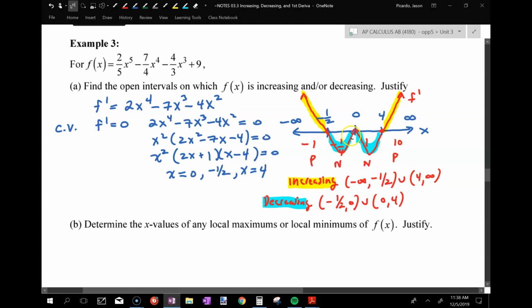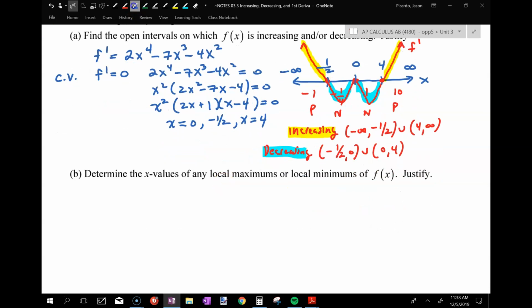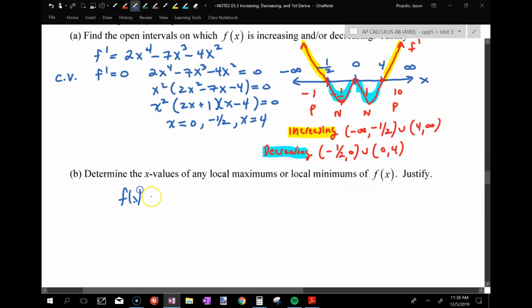Why not here? It was blue the whole time. It was decreasing and decreasing. So I didn't have a change from increase to decrease or decrease to increase, right? So what I'm going to say is this. F of x has a minimum at, okay, so where's the minimum? I'm increasing, decreasing, increasing.